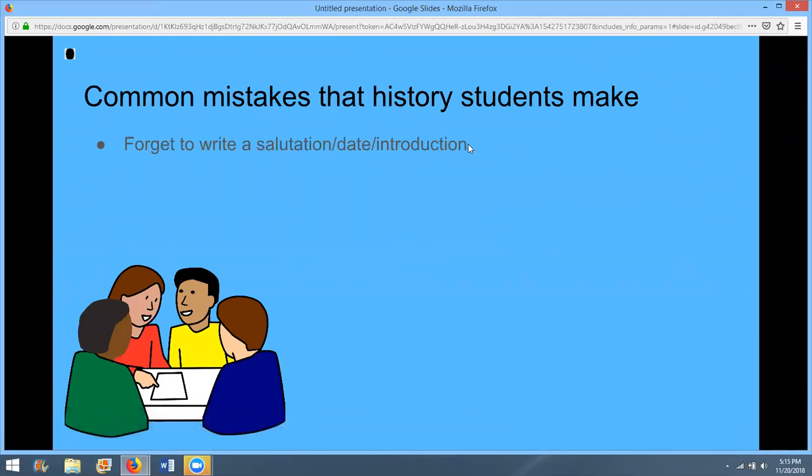And then an introduction. So these are the common mistakes that history students usually make when they're writing a letter, is they forget to write a salutation, which is dear whoever, a date, and then just a short introduction, which we'll get into a little bit more. But introduction is just simple, you know, how are you? How are things going? I was really eager to hear from you. Yeah, you're right. In a business letter, you always put your name and address first. That is 100%.